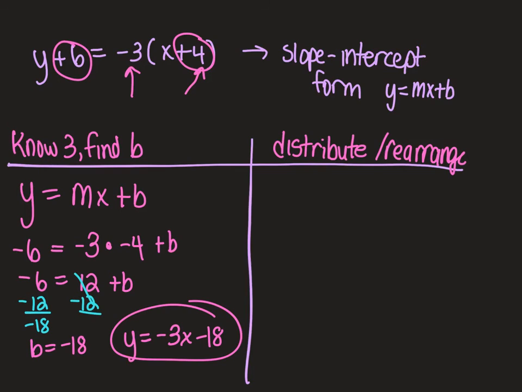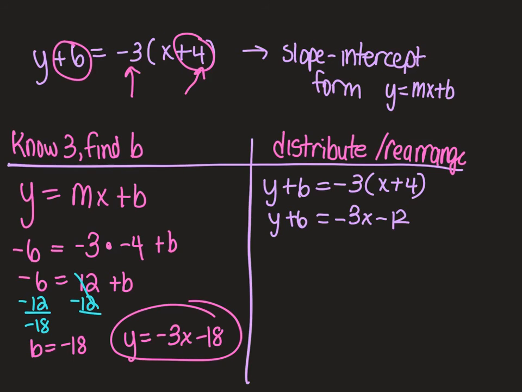So I worked it out and I ended up with y equals negative 3x minus 18 as my equation in slope-intercept form. Now if I want to do the distribute and rearrange step, I'm going to say y plus 6 is equal to negative 3x minus 12. You distribute the negative 3. And now I want to rearrange things.